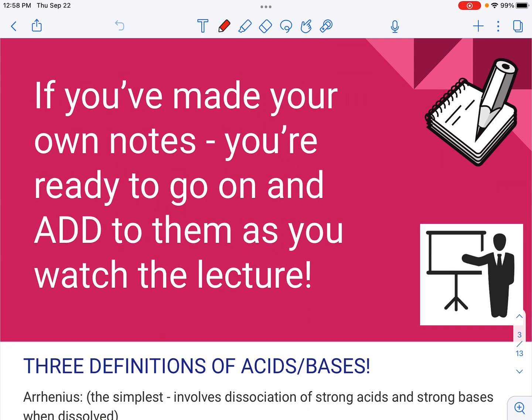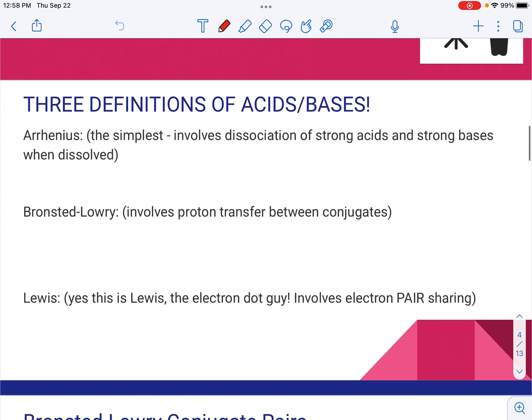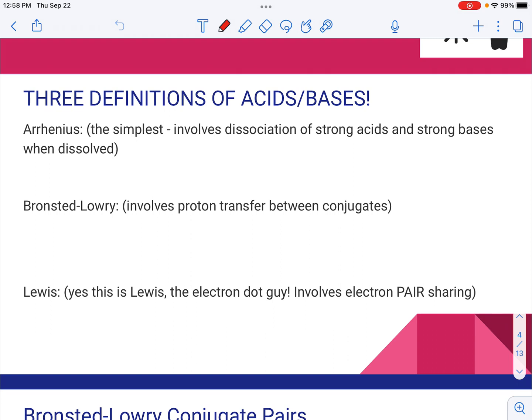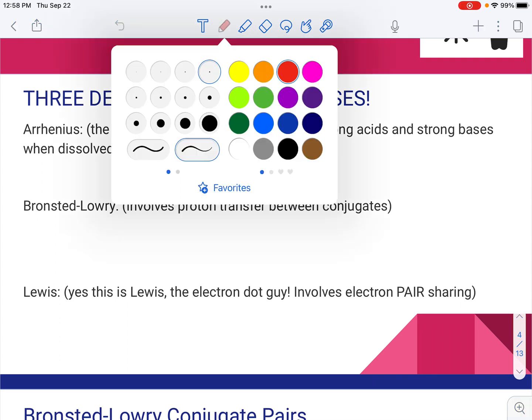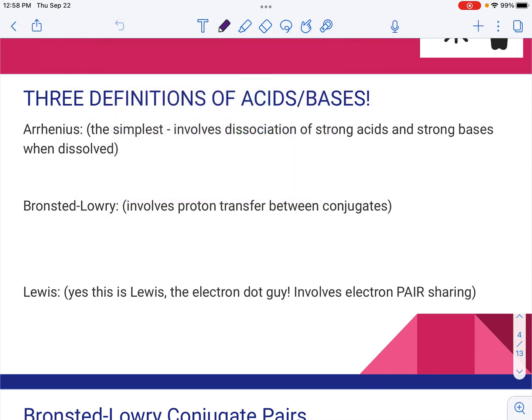All right, so here we go. We're ready to move on and add to what you have. Part of what you already have in your learning targets now should be the definitions of acids and bases from the perspective of three different scientists, or three different sets of scientists. As we go through the rest of the year, we'll talk about how these fit together and how they work, but we need to introduce them in this unit so that we can worry a little bit about them when we write net ionic equations.